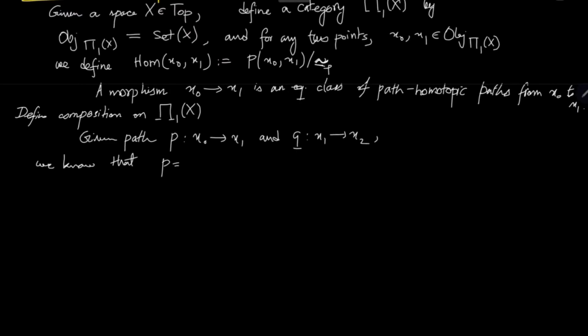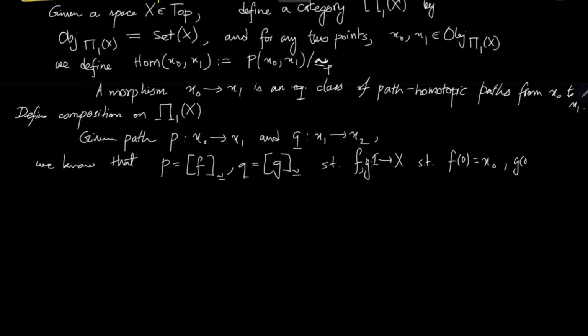We know that P is of course an equivalence class of paths, and Q is also an equivalence class of paths under this path homotopy relation, such that F and G both are maps from I to X, such that F of 0 is equal to x0, G of 0 and F of 1 are both x1, and G of 1 is x2.